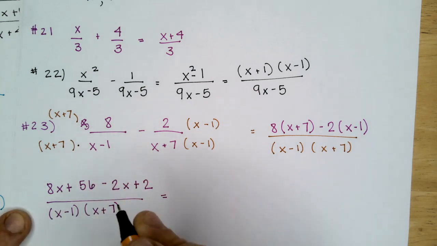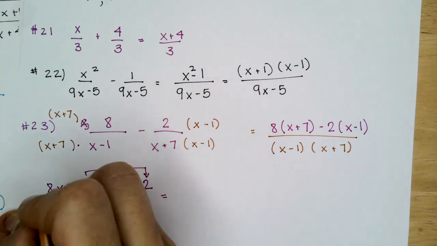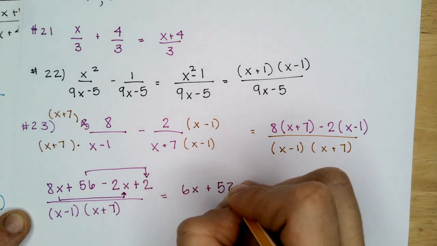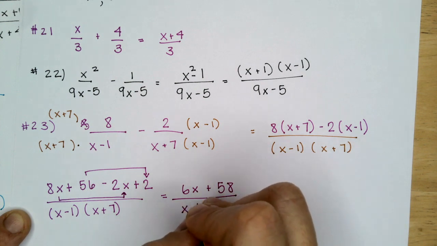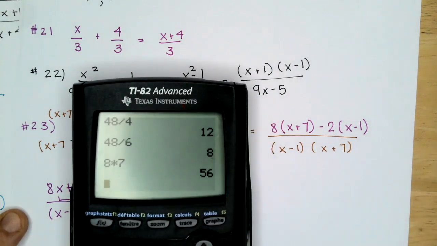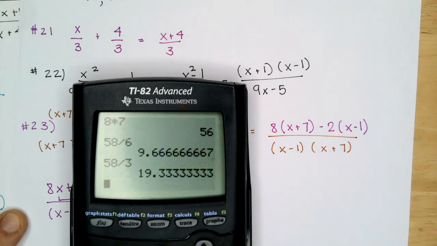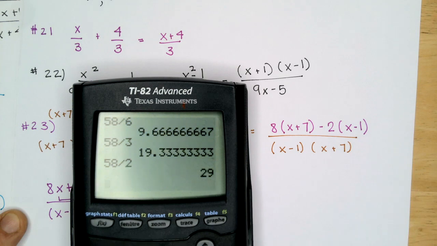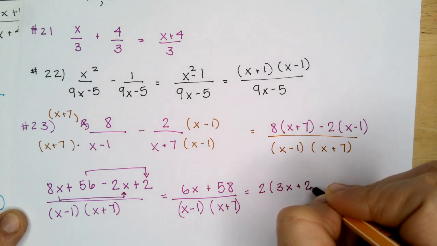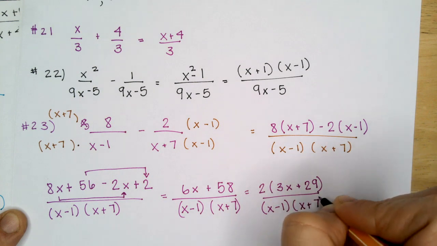Now combine the 56 and the 2, combine the 8x and the negative 2x, and you get (6x plus 58) over (x minus 1)(x plus 7). Make sure you can't factor out: 58 divided by 6, 58 divided by 3, 58 divided by 2. So you can say that that becomes (3x plus 29) over (x minus 1)(x plus 7).